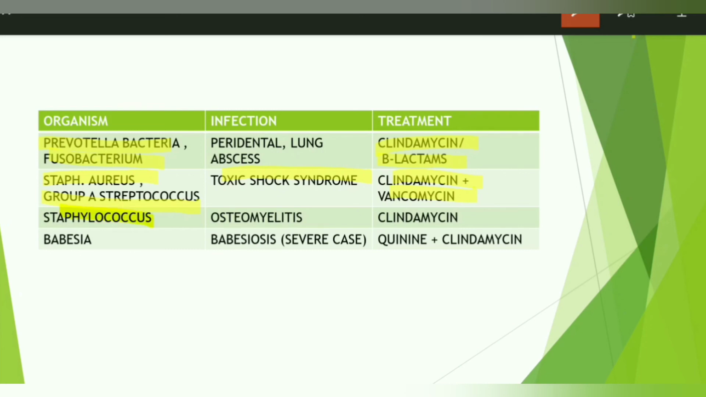Next, Staphylococcus. It causes osteomyelitis and the treatment is clindamycin. Clindamycin is used because it has good penetration in the bone. Last one is Babesia. It causes babesiosis. In the severe case, quinine along with clindamycin is used. In the mild and moderate case, azithromycin and atovaquone are used.